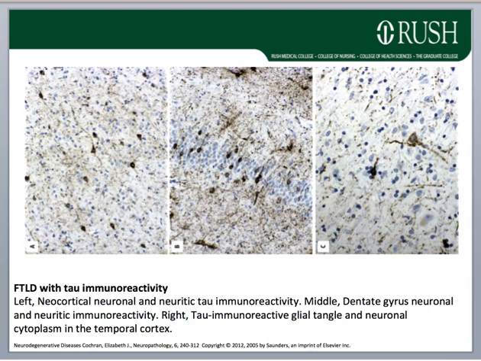As mentioned, you can categorize FTLD with tau immunoreactivity. To the left, neocortical neuronal and neuritic tau immunoreactivity is demonstrated. The middle image shows neuronal and neuritic immunoreactivity in the dentate gyrus. And finally, on the right, there's a glial tangle and neuronal cytoplasm staining with tau in the temporal cortex.